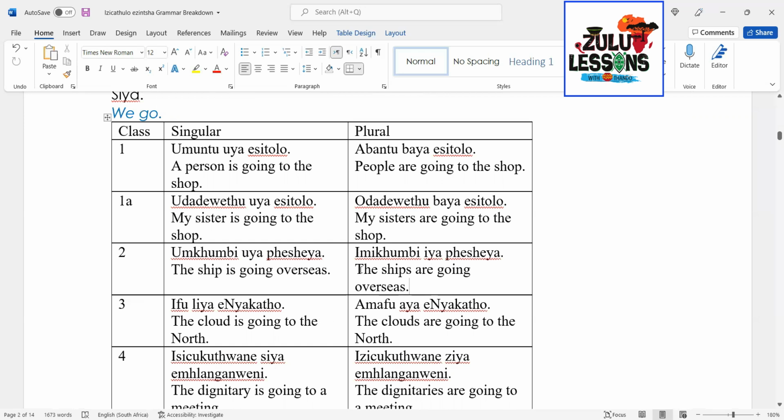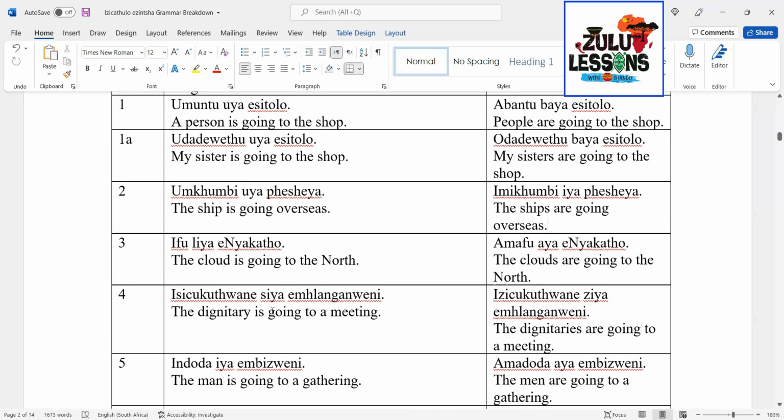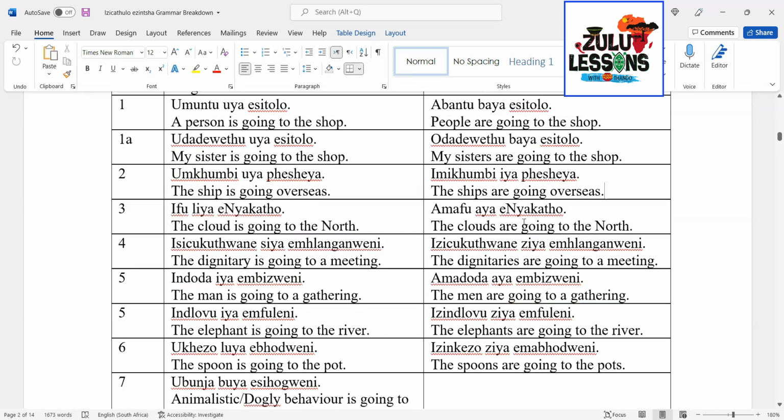Ifu liya enyakatho. Ifu liya enyakatho. We are looking at class 3. Ifu liya enyakatho, the cloud is going to the north. And amafu aya enyakatho, the clouds are going to the north. So that's the plural. Do you hear?